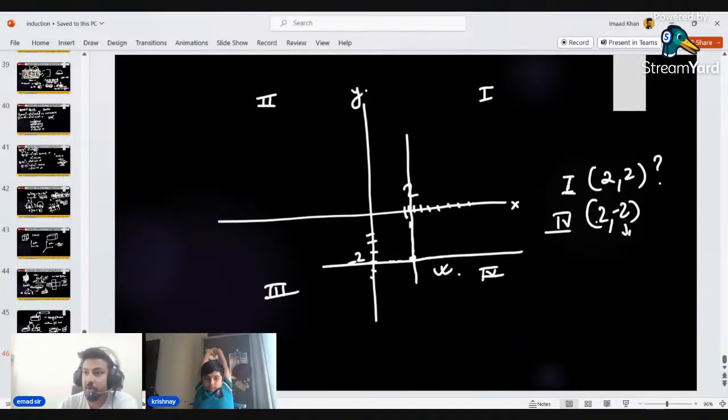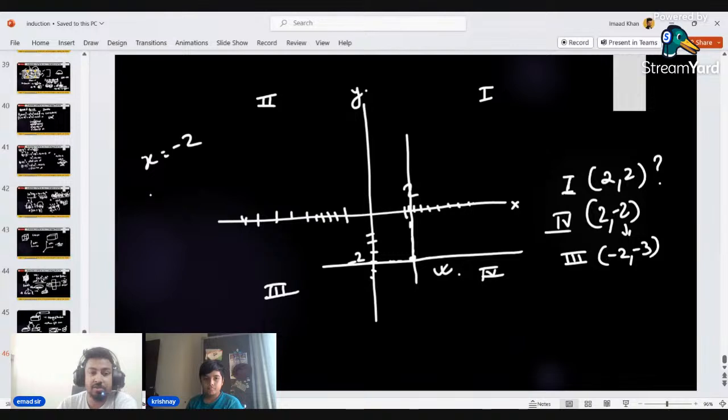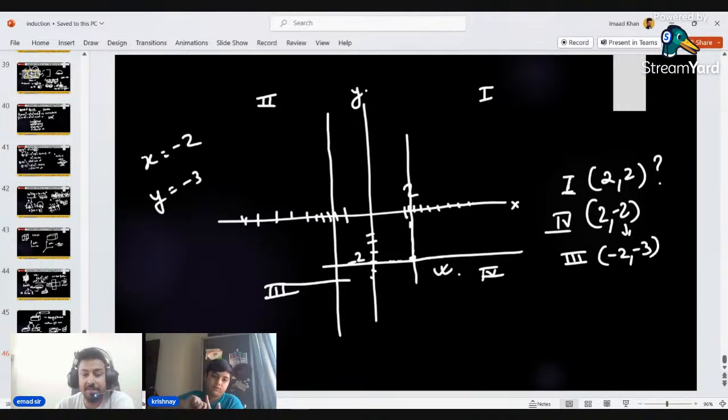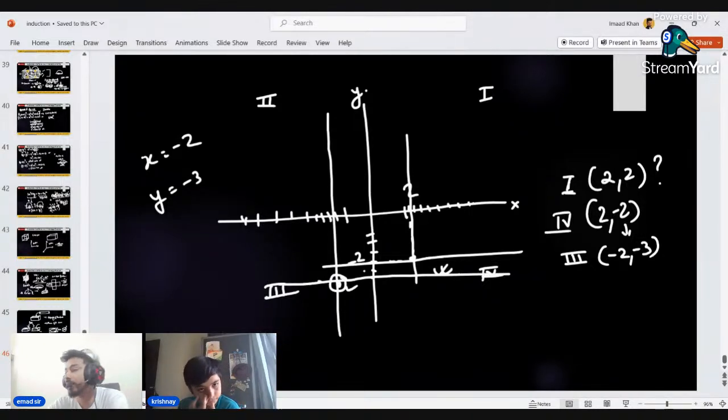So this is what the coordinates play. Suppose the point is minus 2, minus 3, then third quadrant. Here, if you see, this is negative and this is negative. So for any point, suppose x is equal to minus 2 and y is equal to minus 3, the line x is equal to minus 2 is this line and y is equal to minus 3 would be something like here, and it will intersect at this particular point. Okay. So that is why it's in third.